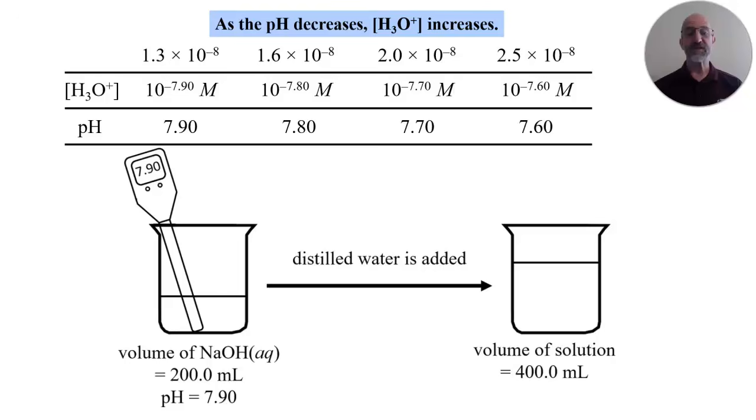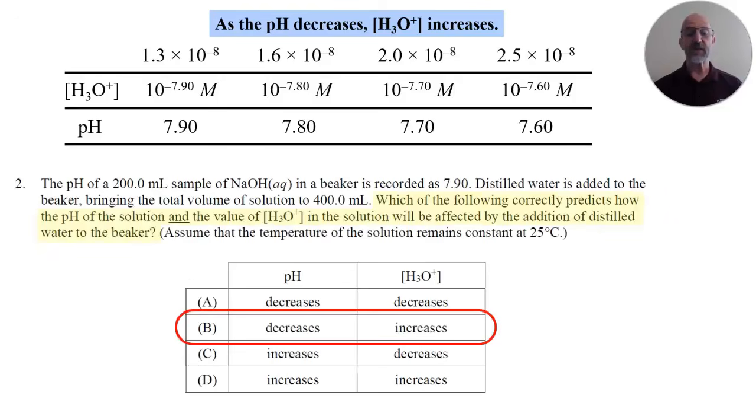So the answer to question 2 is the pH should decrease as distilled water is added to this beaker, and the concentration of the hydronium ion will increase as distilled water is added. So the correct answer to question 2 is choice B. The pH decreases and the concentration of the hydronium ion increases when distilled water is added to this beaker.